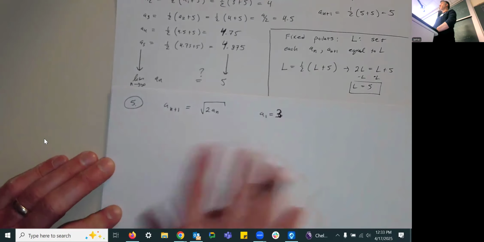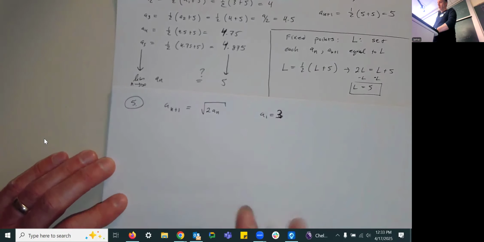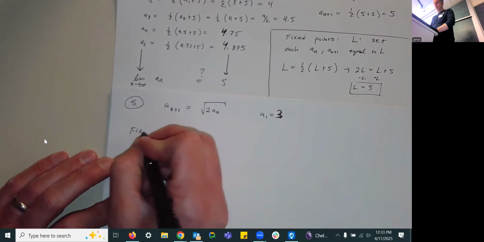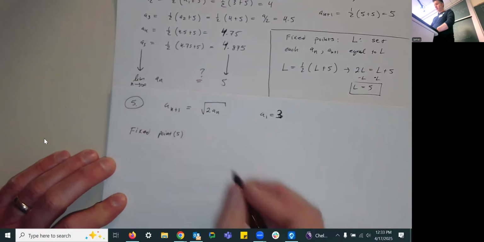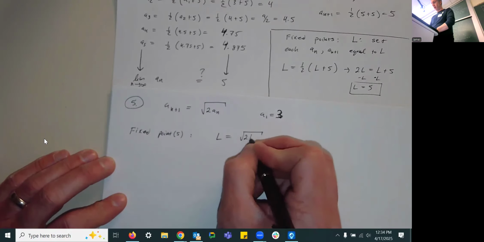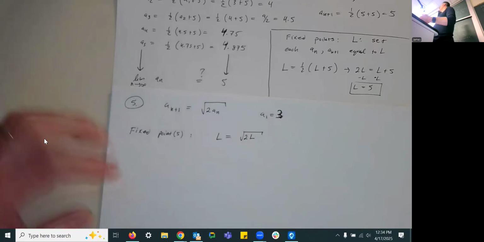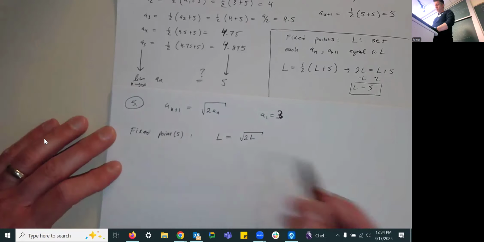So before we start seeing the first few terms, let's go ahead and just find the fixed points. To find the fixed points, or point, it might just be 1. I don't know if there's more than 1 or not. We're just going to set L equal to the square root of 2 times L. By the way, the reason we're using the letter capital L is because we're thinking it might be the limit value. But you could literally call it anything you want. So what should I do to my equation to solve it?